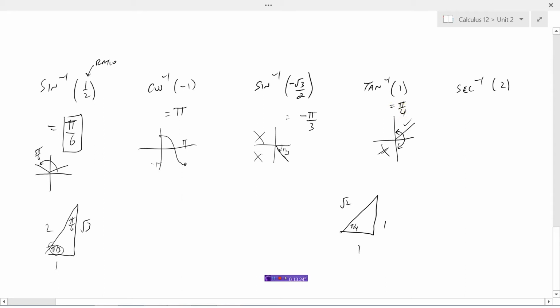So the inverse tan of 1 would be pi over 4. Pi over 4 is the angle that gives us a ratio of 1.